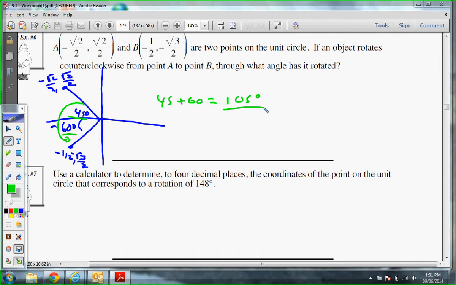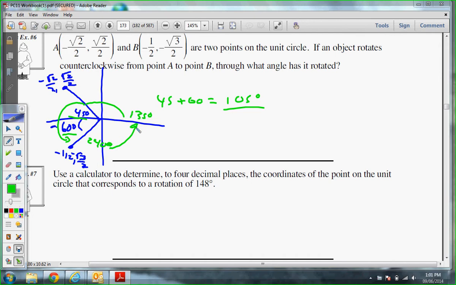Okay, you also could have done the rotation angle. Like the example, the rotation angle here is, I think, 135. And the rotation angle here is 240, and you could have subtracted those two numbers and got 105 as well. I think it's easier to use the reference angles.